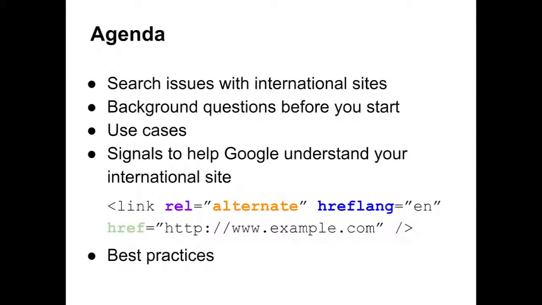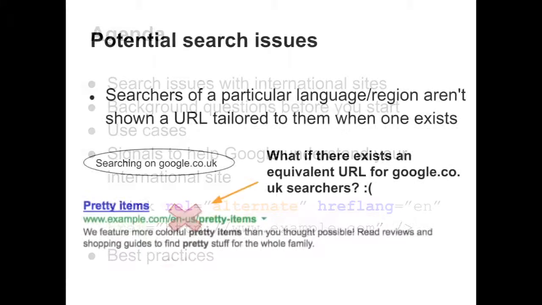Next, we'll discuss background questions to share with your company before you expand your site to a new language. Third, we'll discuss two common use cases of international expansion. Given these two examples, we'll explain how your site's configuration can be more search-friendly using signals such as rel alternate hreflang. Rel alternate hreflang signals that this page has a relationship to an alternate language version at the specified URL. Finally, we'll wrap up with best practices.